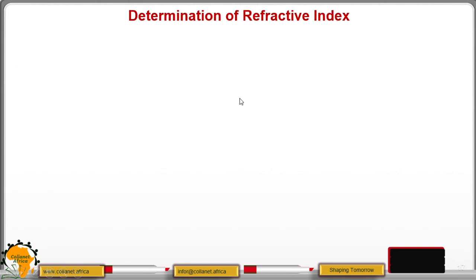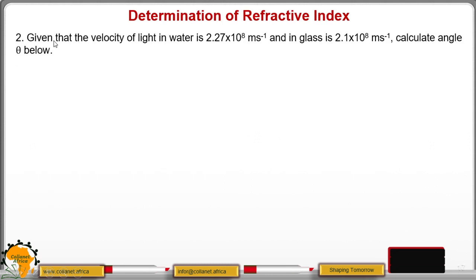Then we proceed to our second example. Given that the velocity of light in water is 2.27 times 10 to the power 8 meters per second, and in glass is 2.1 times 10 to the power 8 meters per second, calculate the angle theta below. We have the diagram here. We have the theta and we have this angle.